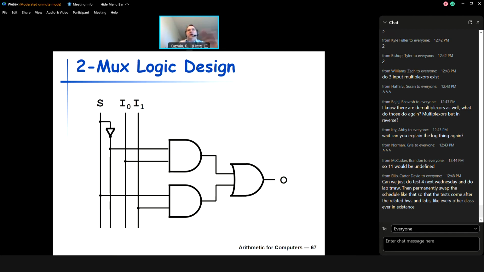All right, so this is our logic design for the 2 multiplexer, so 2 AND gates and 1 OR gate.